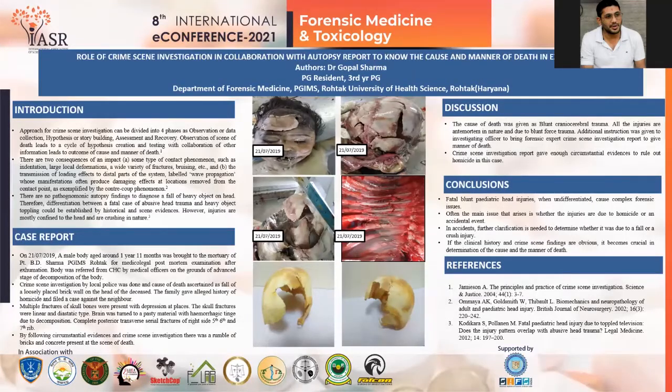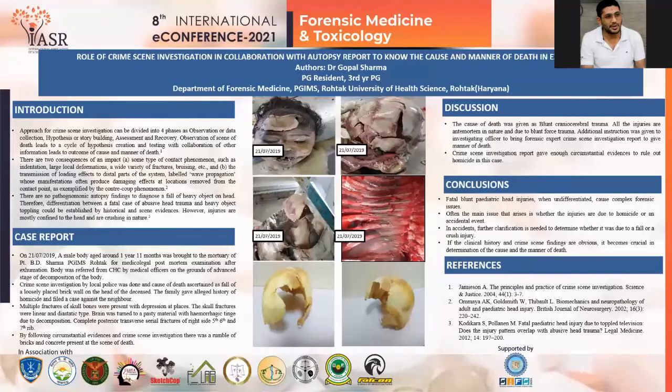Introduction. Approach for crime scene investigation can be divided into four phases: observation or data collection, hypothesis or story building, assessment, and last is recovery. Observation of the scene of death leads to a cycle of hypothesis creation and testing, which, with collaboration of other information, leads to the outcome of cause and manner of death.